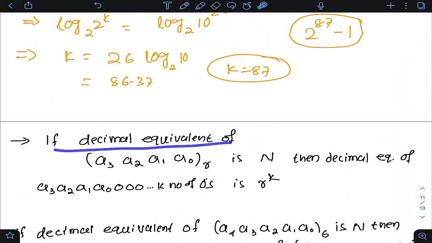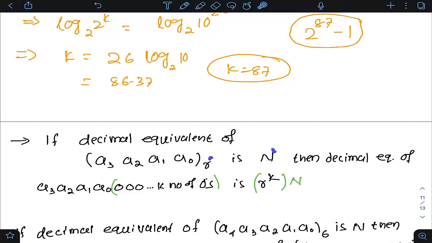If the decimal equivalent of, let's say, a number A3, A2, A1, A0 in base R is n. So the decimal equivalent of a base R number is n. Then the decimal equivalent of A3, A2, A1, A0, then 0, 0, 0, k number of 0. That means total I have k number of 0. So what will be its decimal equivalent? So this will be R to the power k into n.